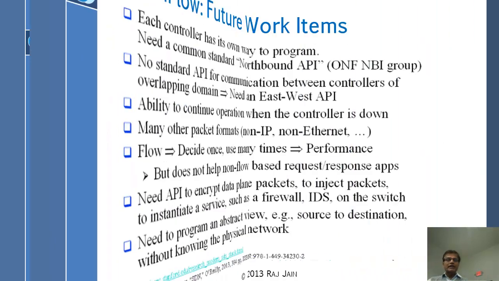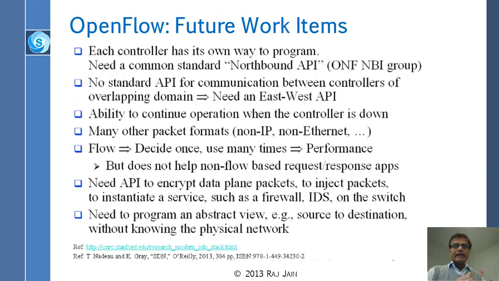So OpenFlow is not done yet, of course, and there are some things that people would like to have, and that the Open Networking Forum is working on. The first thing is that there is no northbound API. So just this week, or last week, or this month, ONF announced that they have formed a new group called NBI group, the Northbound Interface Group. What is northbound? Northbound means going up.